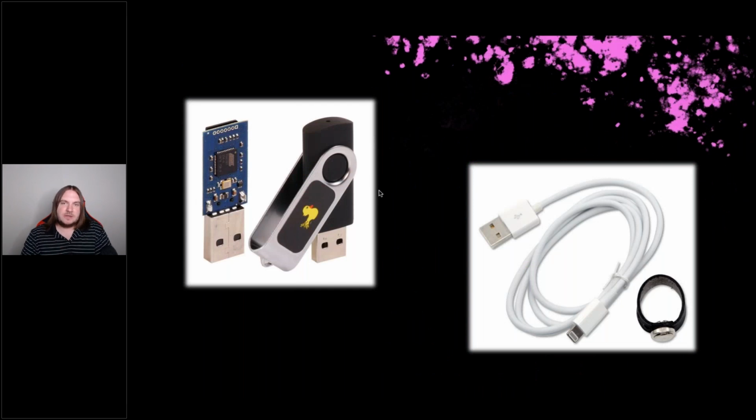So here's a couple examples of HID attack devices. The one on the left, which is the USB Rubber Ducky, is probably the most famous one, but there are other form factors that these attacks can come in as well. That one on the right looks like a regular Lightning cable, but when you plug it into your machine, it's able to send keystrokes.